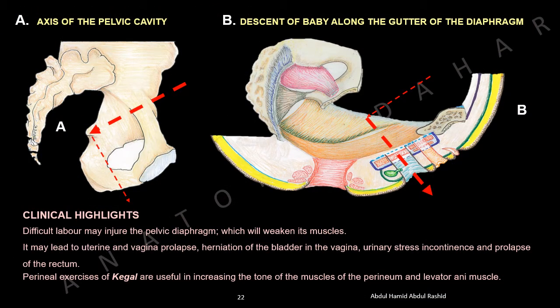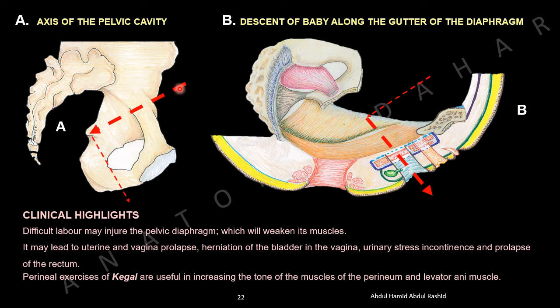We have two diagrams here. The first one is the axis of the pelvic cavity. Let's see this diagram first. This is the pelvic cavity, true cavity, true pelvis, which is also known as pelvis minor. We have already shown this one earlier. We have an inlet and we have the outlet. In between is the cavity.